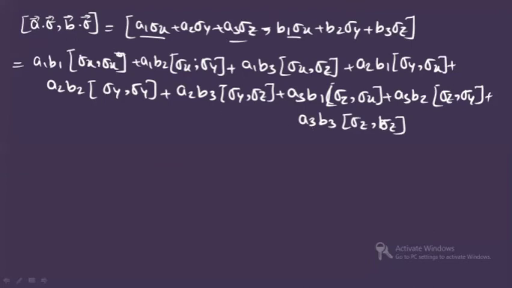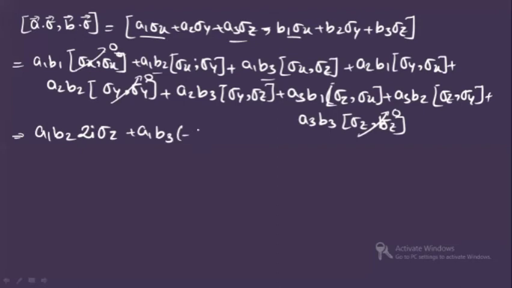Now you see here, the σx commutation with itself is 0. The σy commutation is 0. The σz commutation is also 0. So what are the remaining terms here? A1 B2 σx σy is equal to 2i σz. This is what you will have, 2i σz. Similarly for this term, you will have A1 B3, x and z, it should be zx, so you will have minus 2i σy, all right?